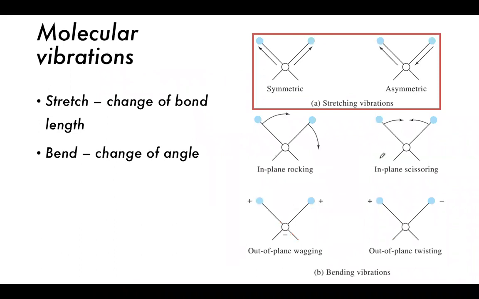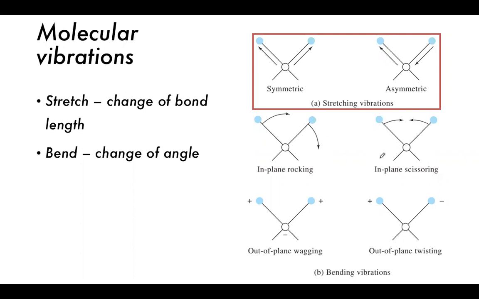Molecular vibrations then have several different types. Stretches and bends are the major ones. Stretches can cause a change in bond length, and bends can cause a change in bond angle. The top ones in the box are the stretching vibrations. Those are symmetric and asymmetric. Symmetric vibrations are those in which the movement away or towards a central nucleus are in sync, and asymmetric is whenever they're out of sync.